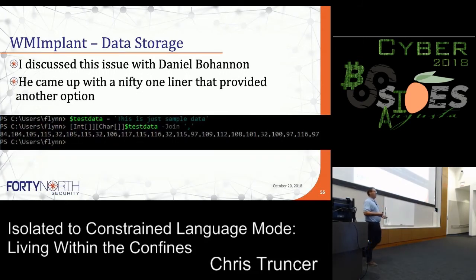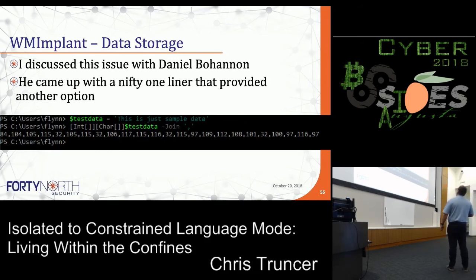So I'm trying to figure out how to encode data in a format that does work in constrained language mode. I was talking with my coworker at the time and my friend Daniel Buchanan. He wrote the awesome tools Invoke-Obfuscation and a couple different ones that make PowerShell look disgusting, so I would definitely say to go look at that. But what this line does is, this is test data. This is just sample data. It's just a random string.